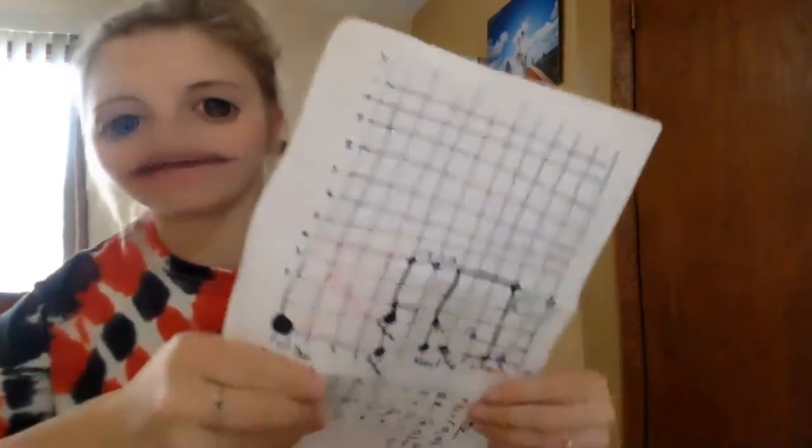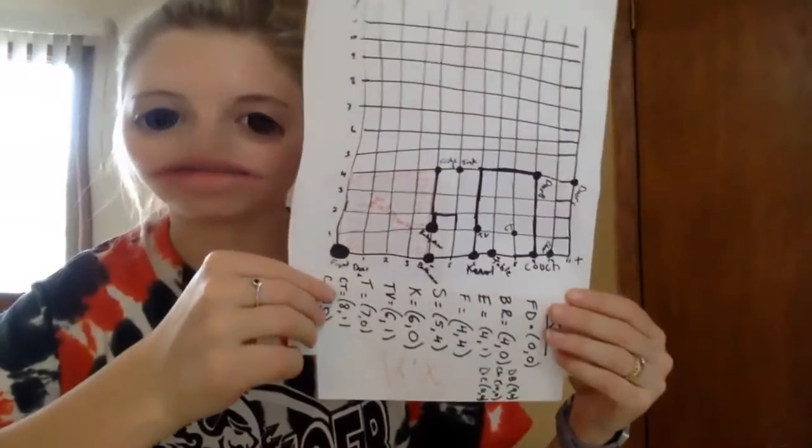And that's about it. When you submit this, just put your key with your map, take a picture of it, and put it on Class Dojo, and we'll check them out.